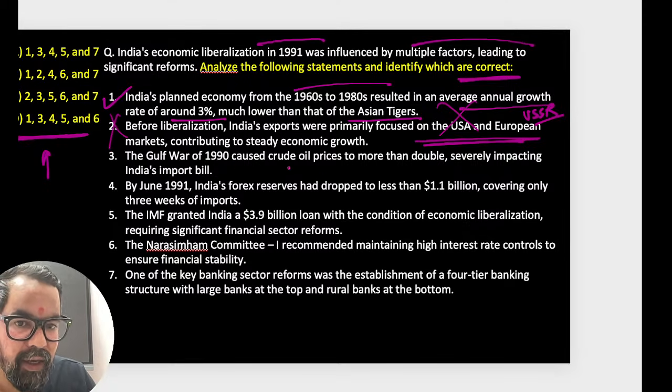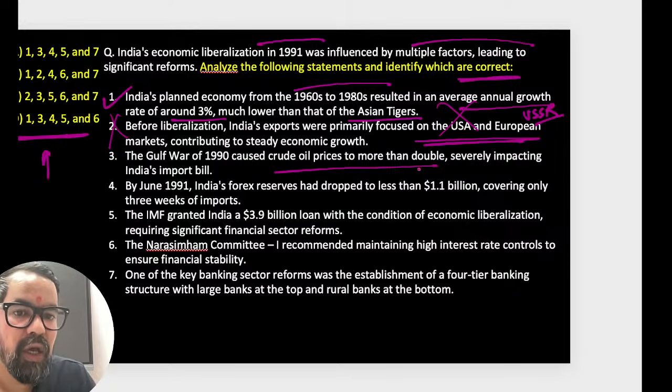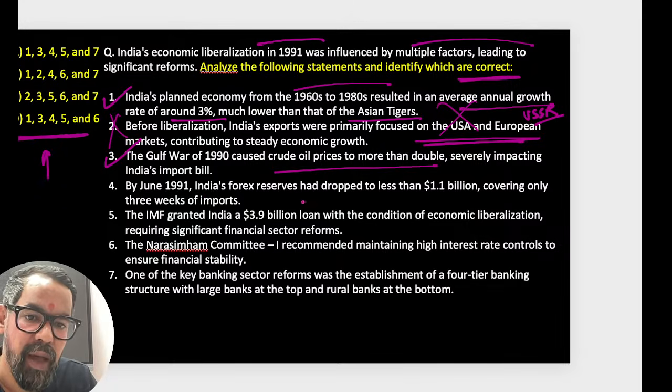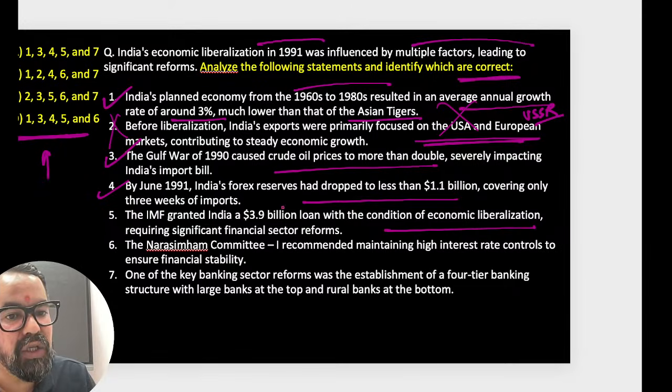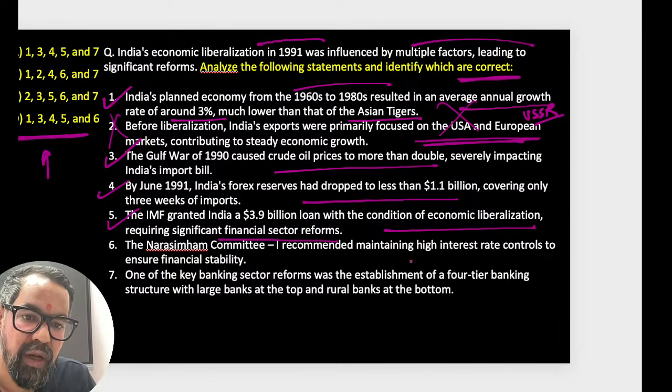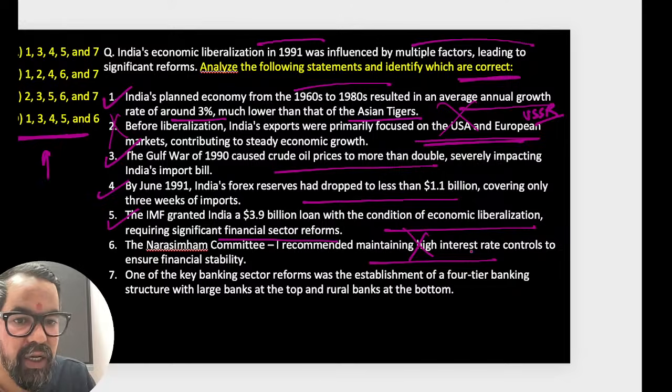The Gulf War in 1990 caused the crude oil prices to more than double, severely impacting India's import bill. That is absolutely correct. In 1991, India's foreign exchange reserves had dropped to 1.1 billion. That is also true. The IMF granted a 3.9 billion US dollar loan with conditions of economic liberalization, requiring significant financial sector reforms. Narasimham Committee 1 recommended low interest rate control.